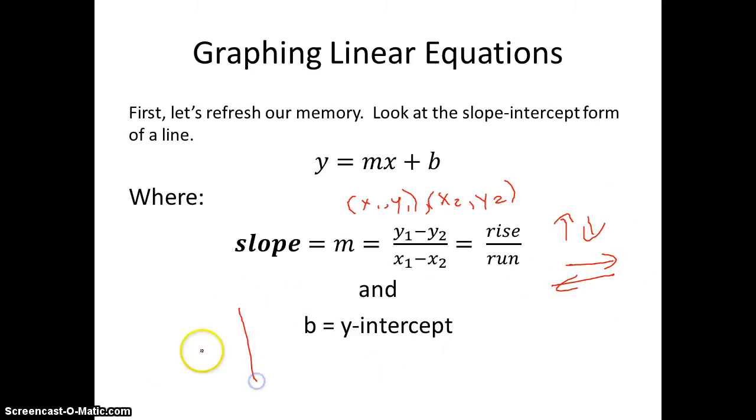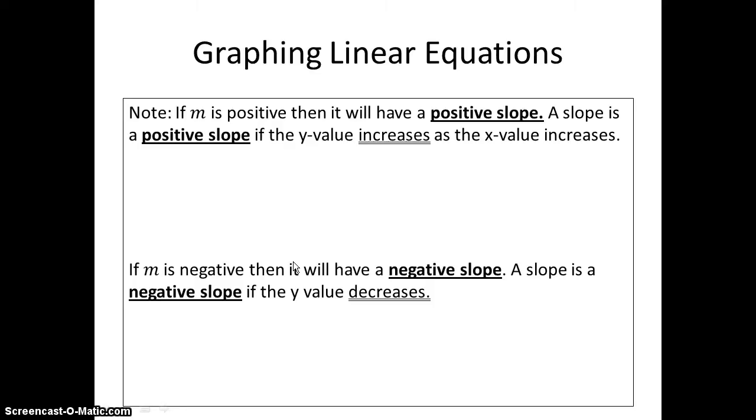And what does it mean to intercept something? It's to cross, right? So b is where we cross our y-axis. Let's get this show on the road. If m is positive, then it will have a positive slope. A slope is a positive slope if the y value increases as the x value increases. And graphically, this is what I mean. If I have my x and y, I know it's kind of crooked, but my line will increase. So as I go in a positive direction on my x-axis, my graph is also going in a positive direction in the y-axis.